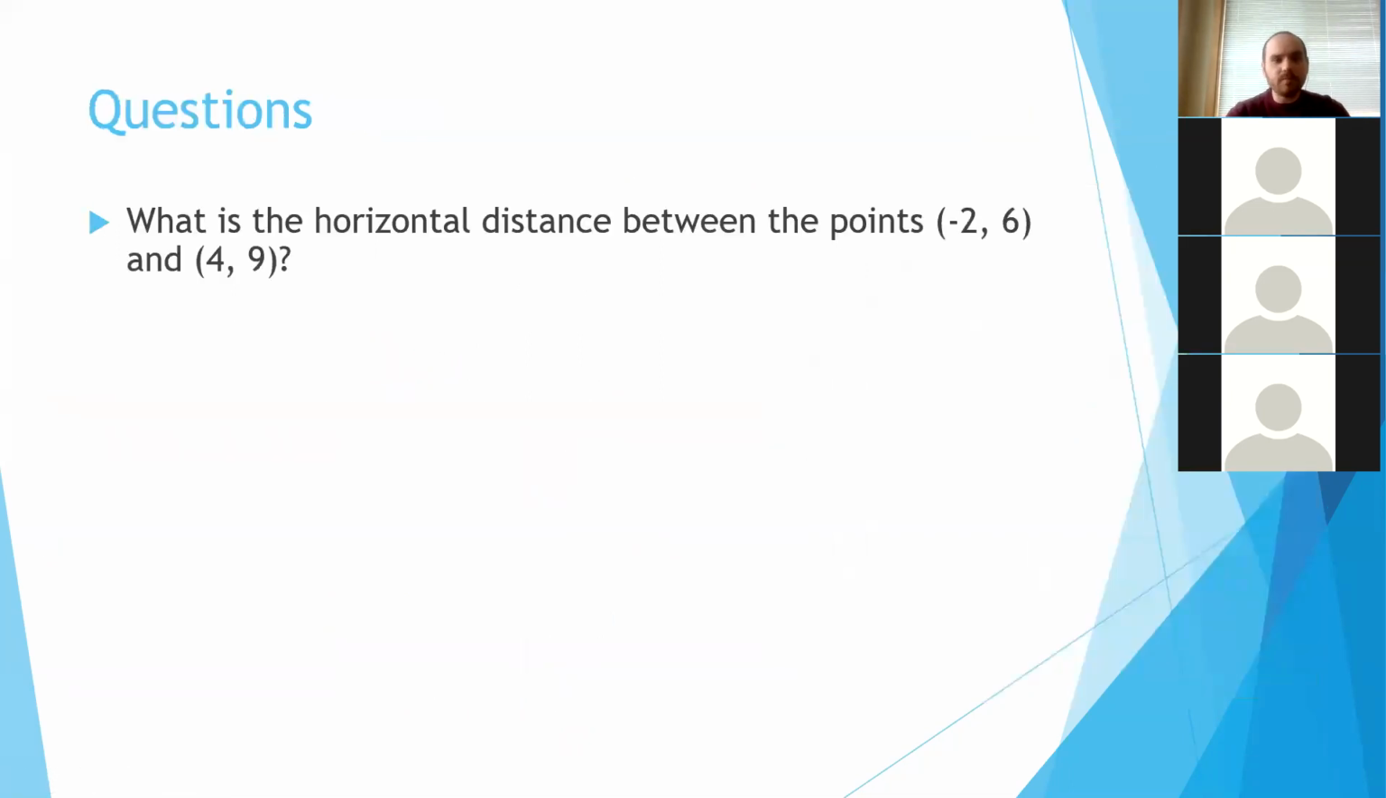So here's a question for you. What is the horizontal distance between the points -2, 6, and 4, 9? So first of all, horizontal, are we talking x or y on a coordinate plane? The x direction or the y direction? Yeah, so we're talking x. So what's the difference between these 2 points for their x values?